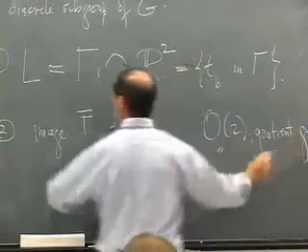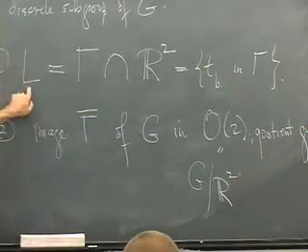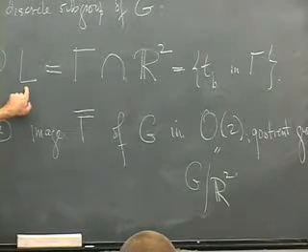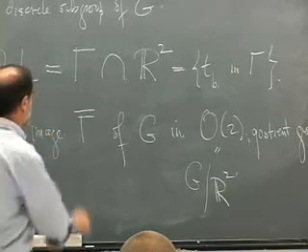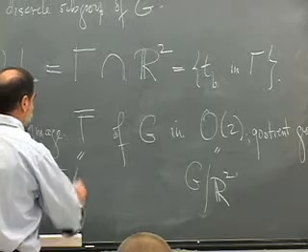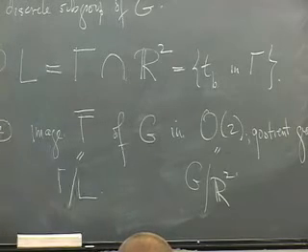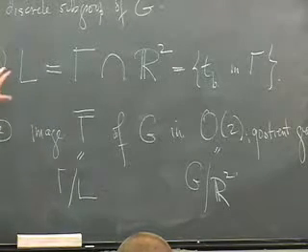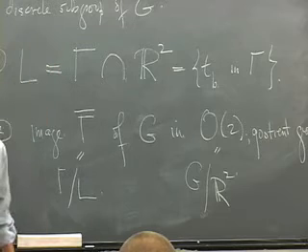Now that homomorphism will kill L. The kernel of that homomorphism is the intersection of gamma with translation. So this is just gamma modulo its normal subgroup L. And out of those two pieces, we're going to assemble our discrete group gamma.